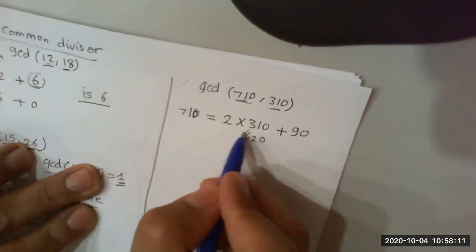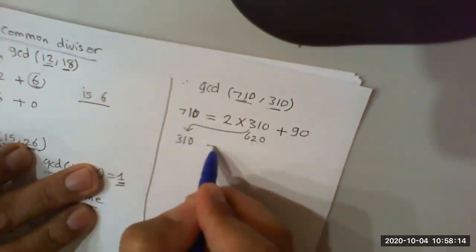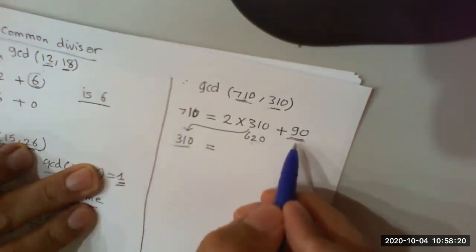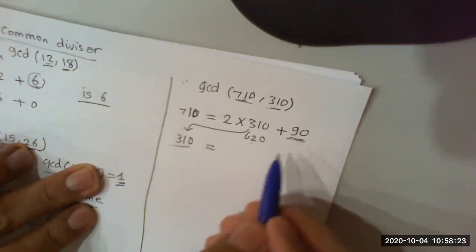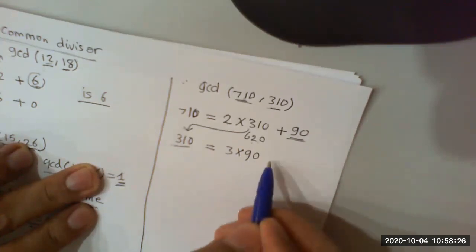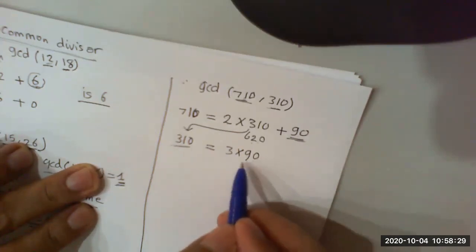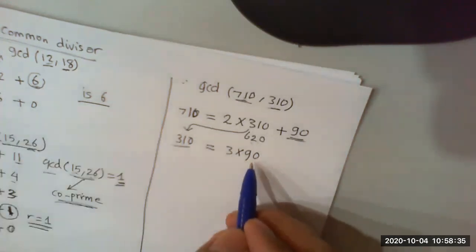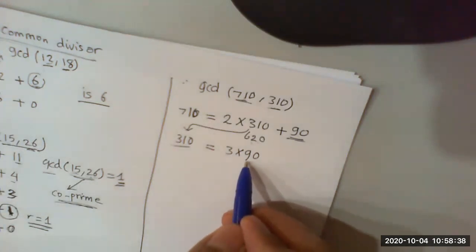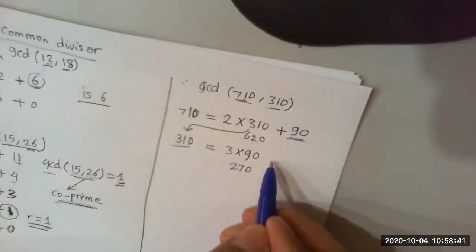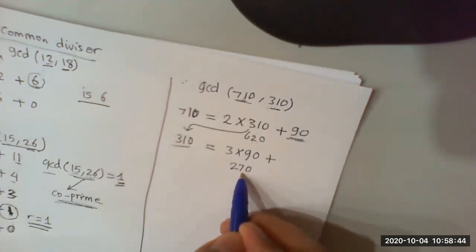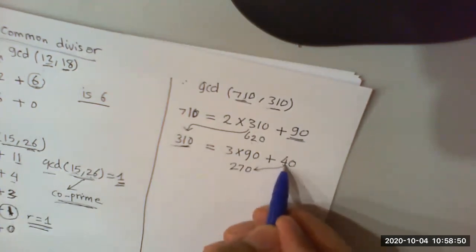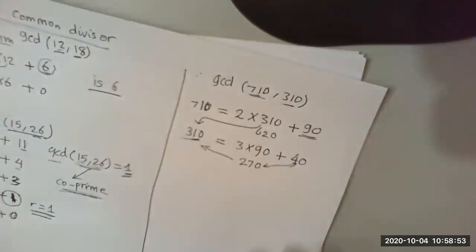And I get 310 here. I put it here. And then, 310 is how many of 90? It is 3 by 90, plus 40. If you add 40 here, it's going to give 310. So plus 40. If you add these two numbers, it's going to give us 310.